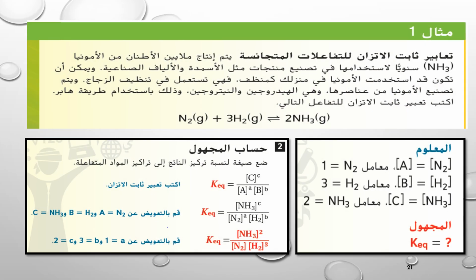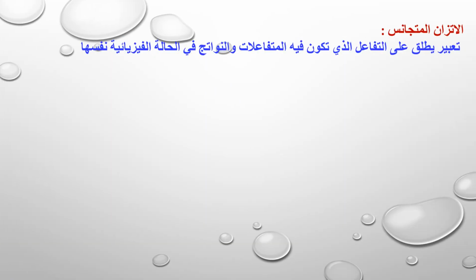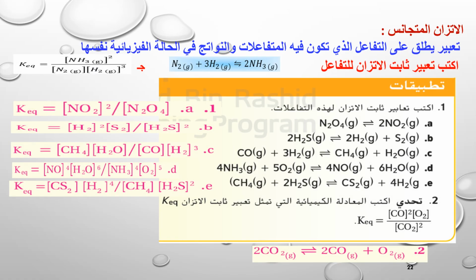Here are 2 more examples of how to write the equilibrium constant expressions for homogeneous reactions. Homogeneous equilibrium refers to reactions where all reactants and products are in the same physical state. This scene shows examples of writing the equilibrium constant expression, Keq, for several homogeneous reactions. The expression places the product concentrations in the numerator and the reactant concentrations in the denominator, each raised to the power of its coefficient.